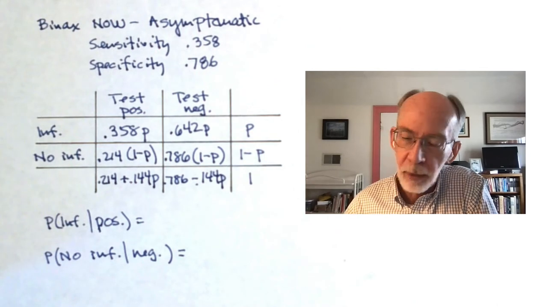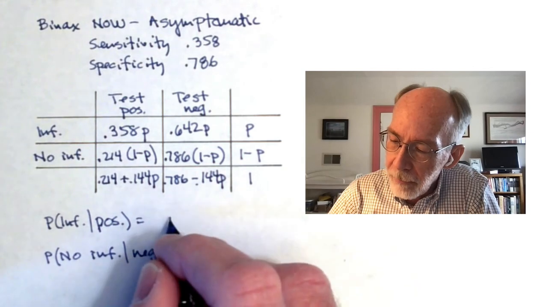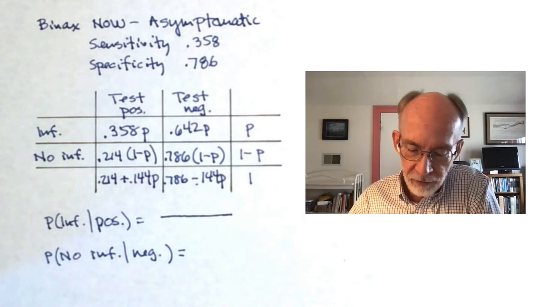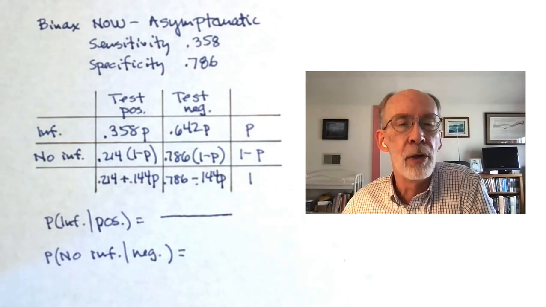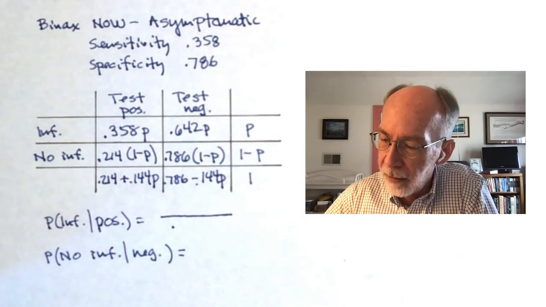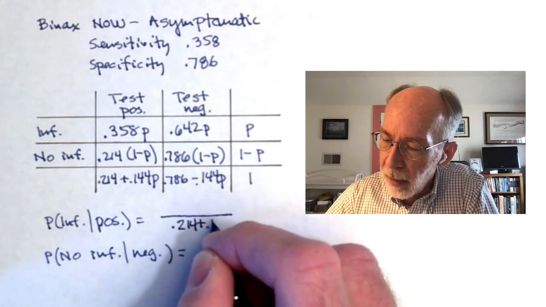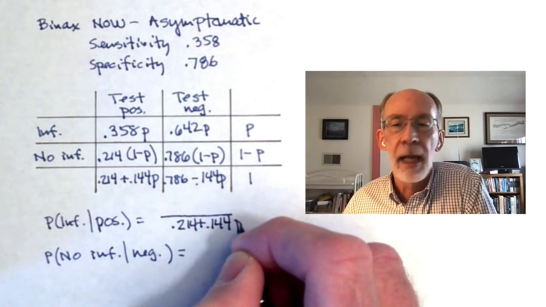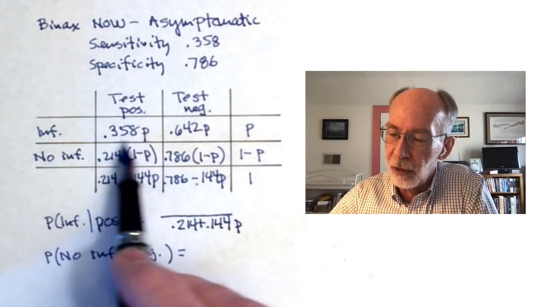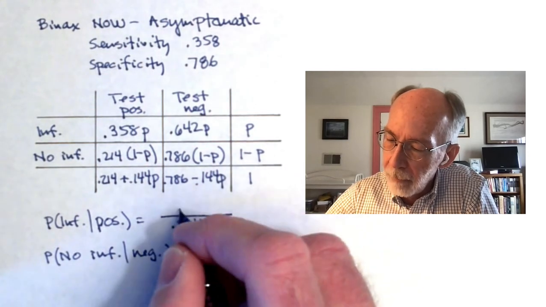Now, what's the probability that someone is infected given that they tested positive? Well, the denominator is going to be the fraction of people who have tested positive, or the probability that somebody tests positive, which is 0.214 plus 0.144p. And the numerator is going to be all the folks who both were infected and tested positive, which is 0.358p.